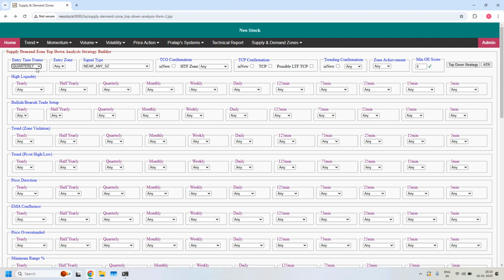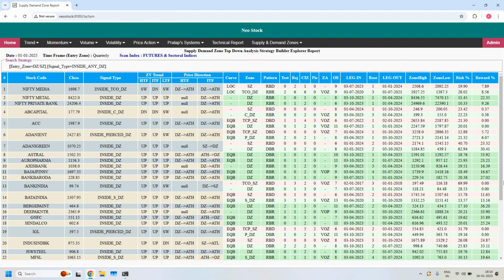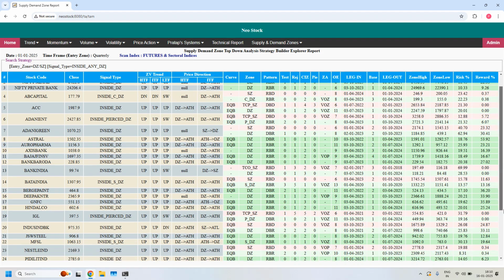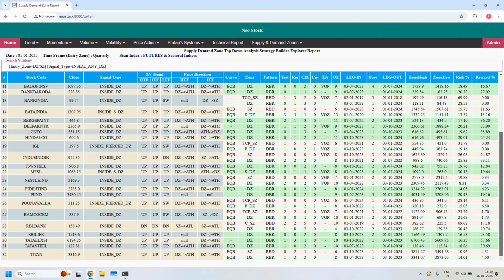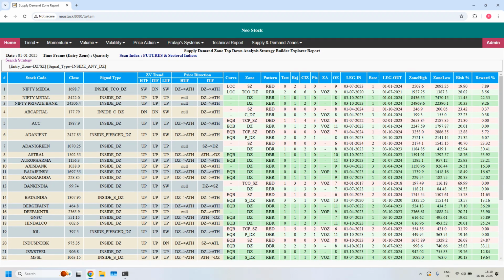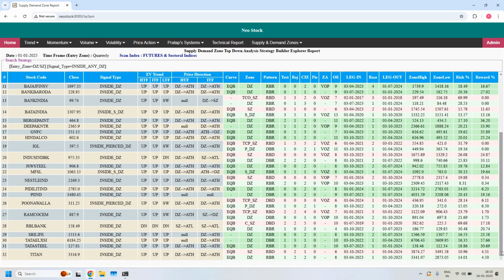Next quarterly time frame. Price closed inside the quarterly demand zone. We got 32 stocks. And the first 22 stocks you are seeing in this list. I am scrolling the list down. So total 32 stocks are filtered.